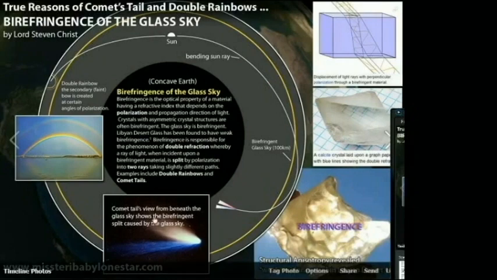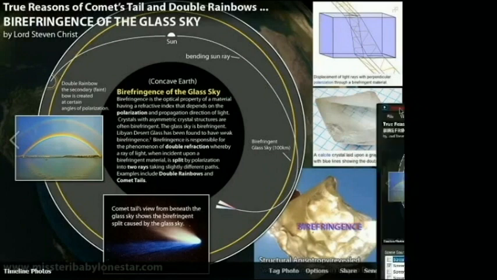So, not only a comet's tail will show the result of the birefringent glass sky, but also the double rainbow. If you have the sunlight going the other way, it's going to go through the glass sky. It's going to be projected onto the raindrops. The raindrops are not the source of the rainbow. It's just a reflective projection screen. Sometimes at different polarizing angles, you will see a faint double rainbow. That is a result of the birefringent glass sky.